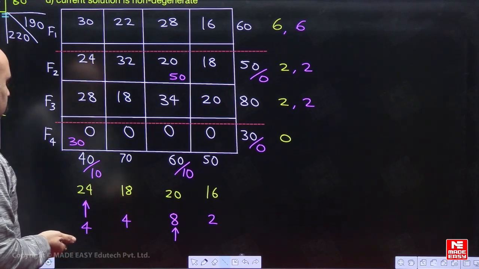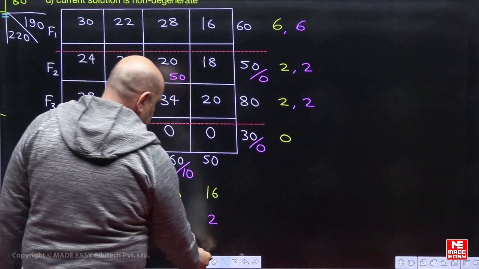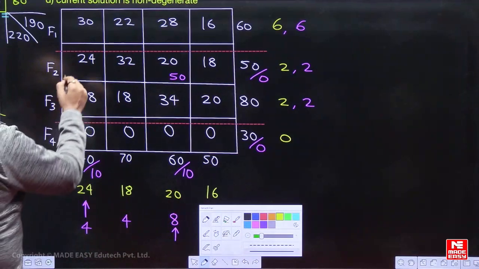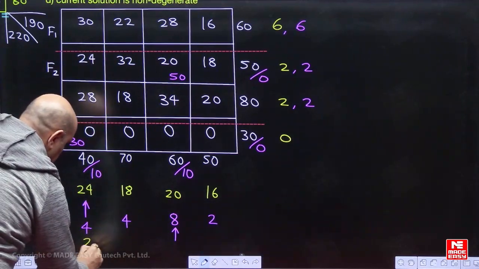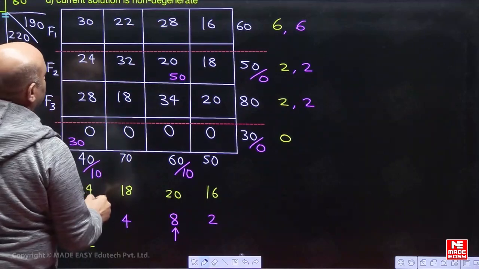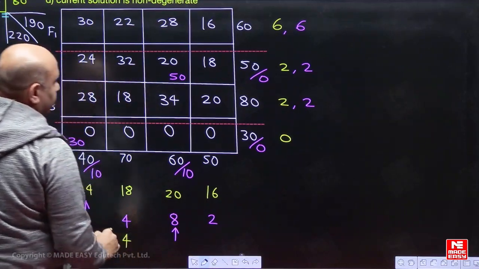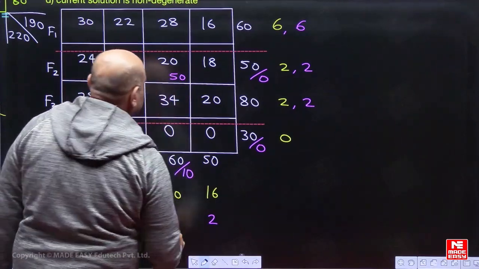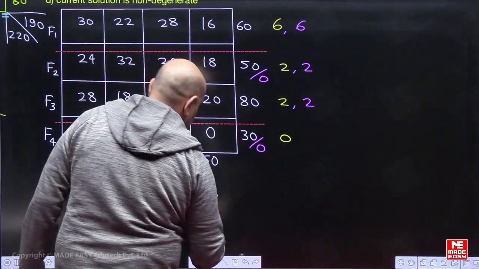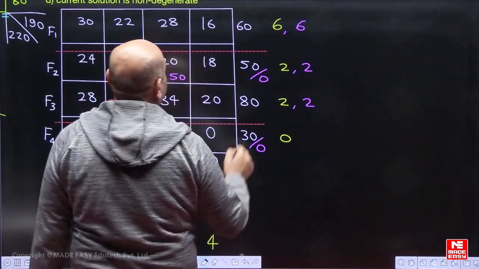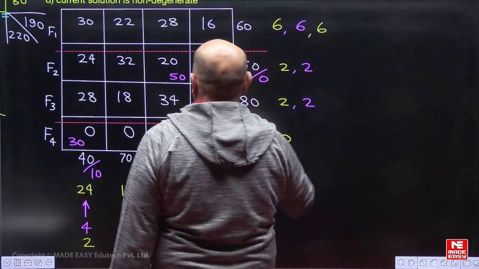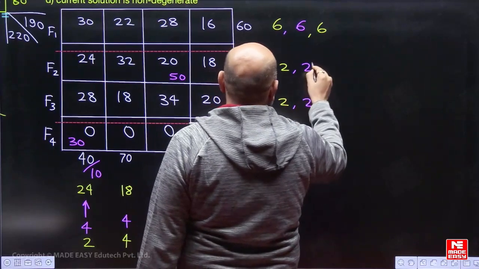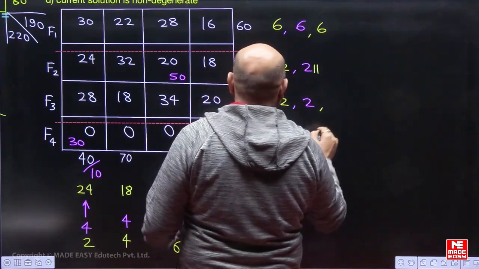Clear? Again take the difference between smallest and second smallest in each row and each column. 28 and 32, 18 and 22, 4, 28 and 34, it is 6 now. 16 and 24, here 6, and 2. Remember, those whose requirement has become 0, you have to close them. Here it is still 2.